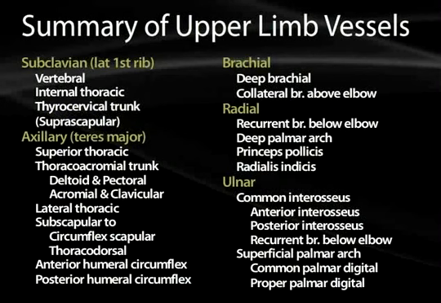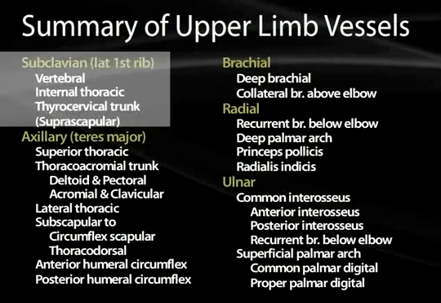As a summary of the upper limb vessels, we have the subclavian vessel, which ends at the lateral edge of the first rib and becomes the axillary. It gives off a vertebral that ascends the neck, an internal thoracic that descends the anterior thoracic wall, a thyrocervical trunk that will supply the lateral shoulder and the thyroid gland, and oftentimes a suprascapular that comes off independently, or it may come off the thyrocervical trunk.